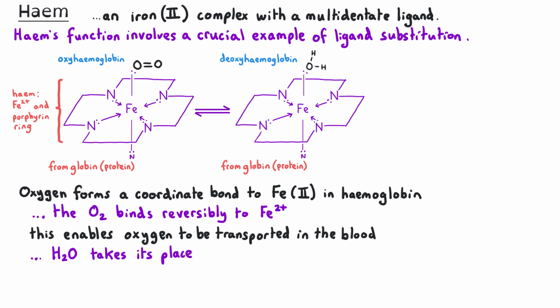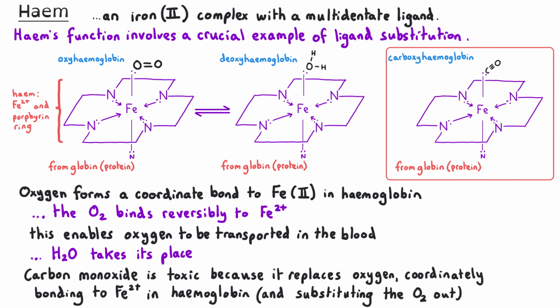And a molecule of water takes its place. And so this is an example of reversible ligand substitution, as one ligand, the oxygen, is swapped for another, the water. And once the oxygen has been substituted out, we have a new molecule called deoxyhemoglobin. And that's when we've got the water in this top position instead of the oxygen.